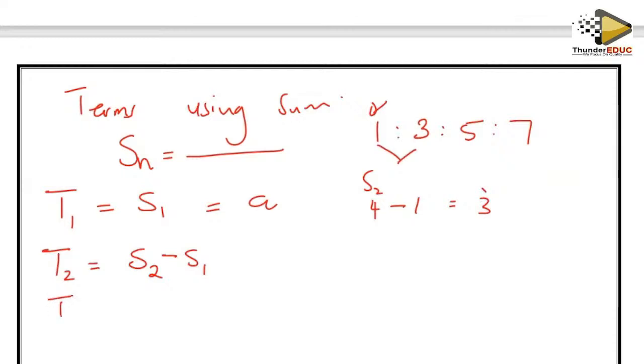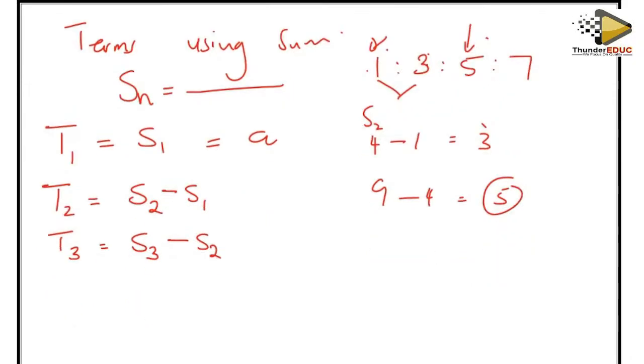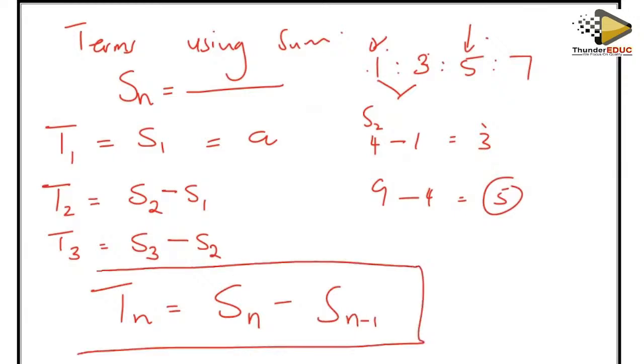But then for me to get term number 3, I'll get the sum of the first 3 terms minus the sum of the first 2. So in other words, we subtract the sum of the consecutive terms. Okay. So if I look at the sum of the first 3, 1, 3, and 5, that will be 9, minus the sum of the first two, I end up with the 5, which is here. So in general, or in conclusion, we could say that for us to get the Tn, you must get the Sn minus the S(n-1). So this we also need to remember.